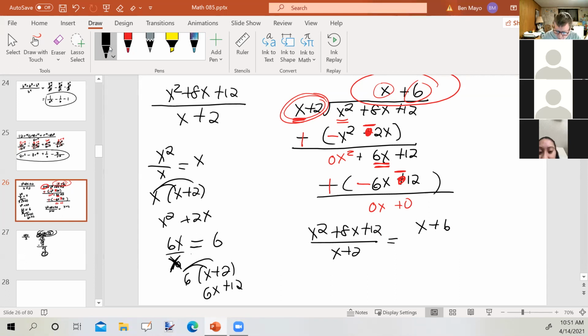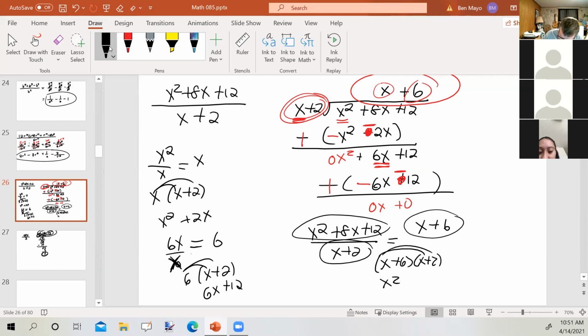How do you check your work? You take the quotient times the divisor, and you should get the dividend. So let's see, x plus 6 times x plus 2 is x squared plus 2x plus 6x plus 12, which is x squared plus 8x plus 12. It checks. So our final answer is x plus 6. Any questions on this particular example?